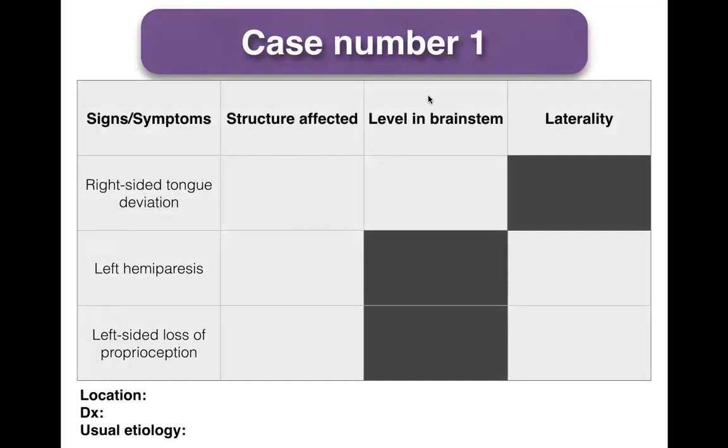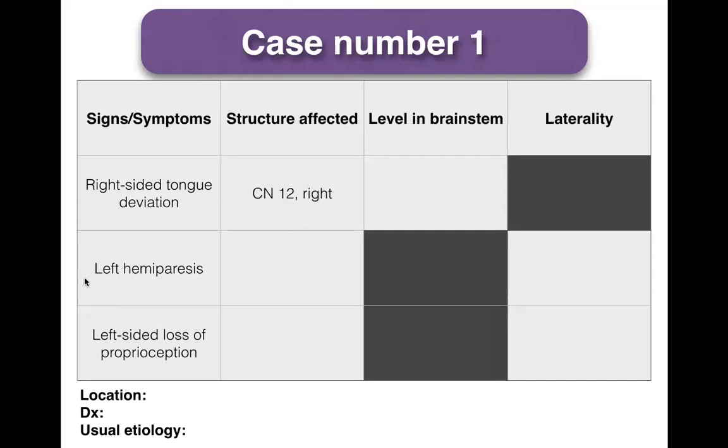Then let's identify the level in the brainstem by taking a look at the structure that is affected. And then let's take a look at the laterality, whether it's medial or lateral. Okay, so right-sided tongue deviation. I'm sure some of you have already figured out that the structure affected here is cranial nerve number 12.